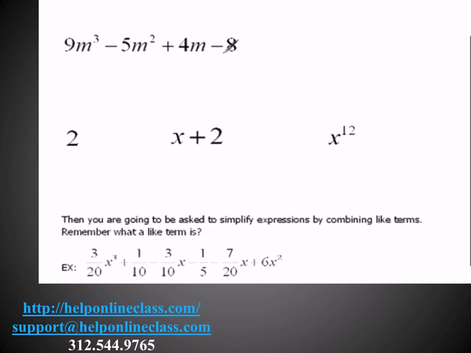Alright, looking at this one, we want to know what the degree is here. Looking at the highest power of the variable, which in this case is m, the highest power would be 3. This is a degree 3 polynomial. Now it has 1, 2, 3, 4 terms. We don't have a special name for a 4-term polynomial. So according to their directions, this would be none of these, or the best way to say it is it's just a polynomial.